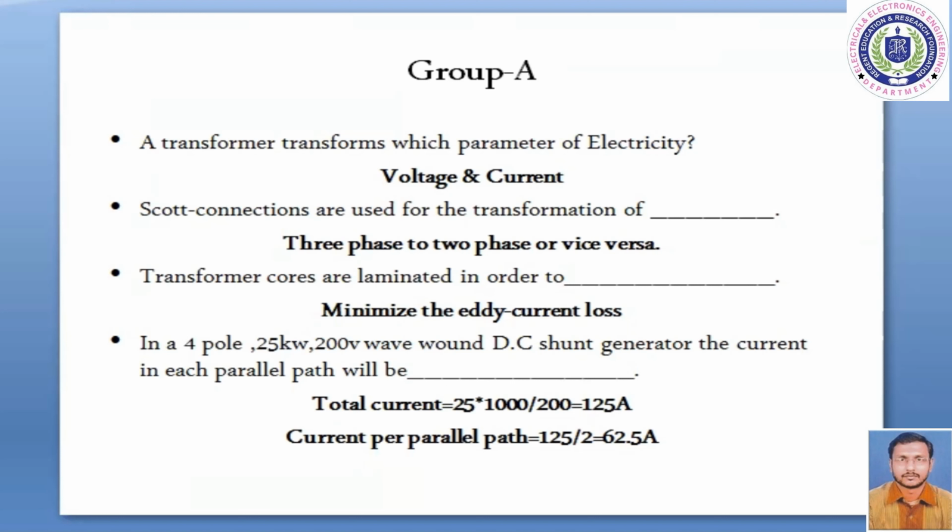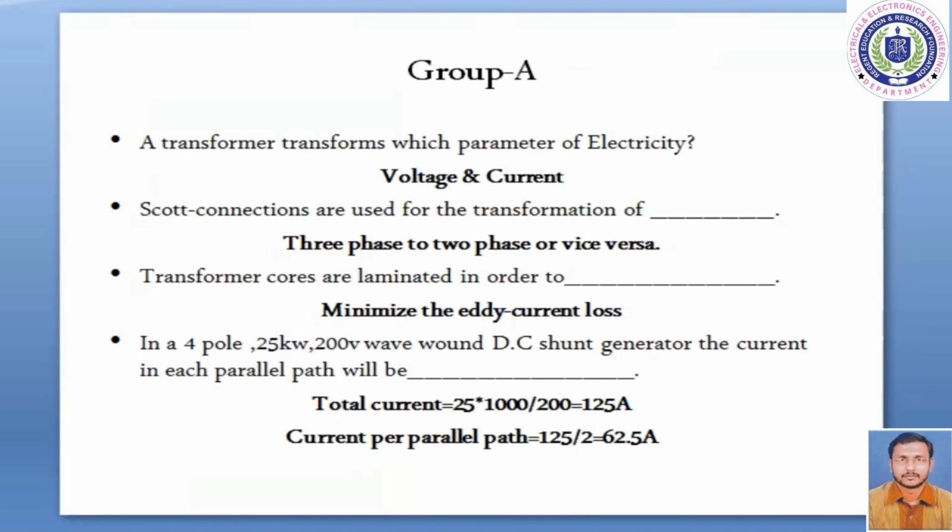The second question is, spot connection is used for the transformation of dash. You have to fill in the blanks. Now, the basic objective of spot connection is to transform 3-phase to 2-phase, but the provision is there. It is capable enough to transform 2-phase to 3-phase also. So the correct answer is 3-phase to 2-phase or vice versa.